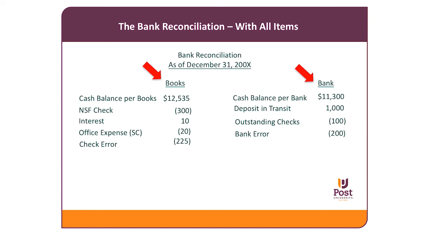Once we apply all the reconciling items, the book balance equals the bank balance. $12,000 equals $12,000.